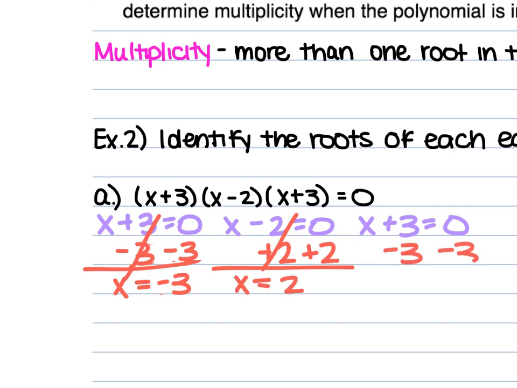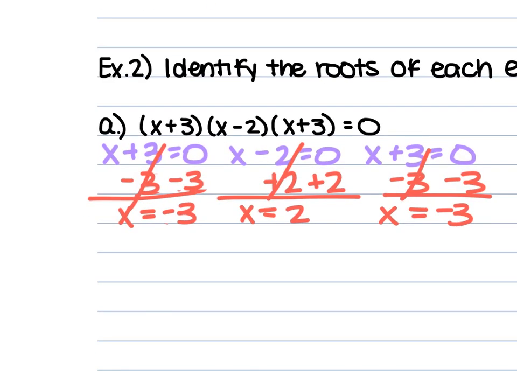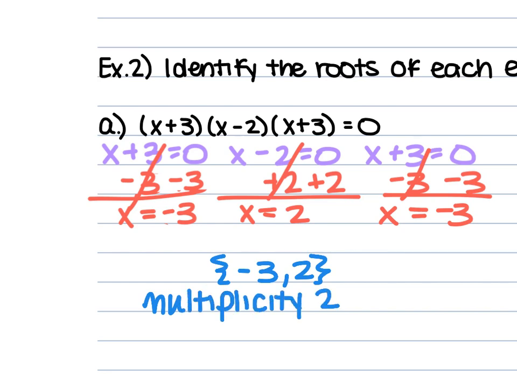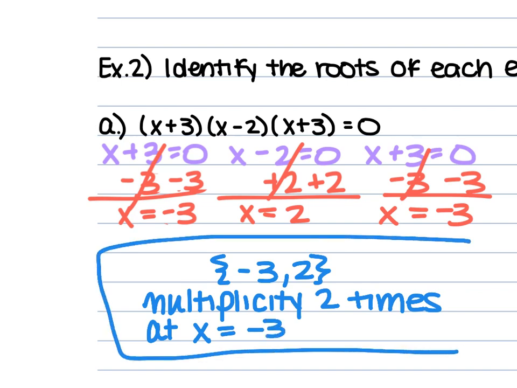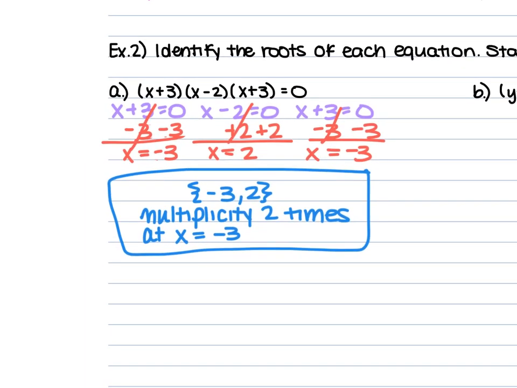And then if we subtract the 3 from both sides on this one, we get x is equal to negative 3. So our solution set for this is that we have negative 3 and 2 as our solutions, but we have a multiplicity 2 times at x is equal to negative 3 because x is equal to negative 3 is an answer twice. So all of this is your answer, especially when it tells you to state the multiplicity. You have to make sure you write multiplicity, how many times at x is equal to where.